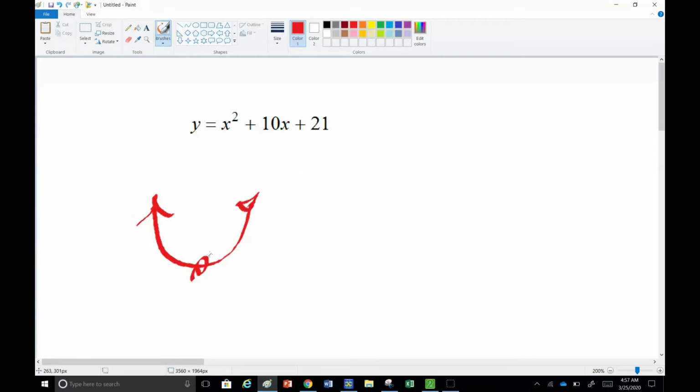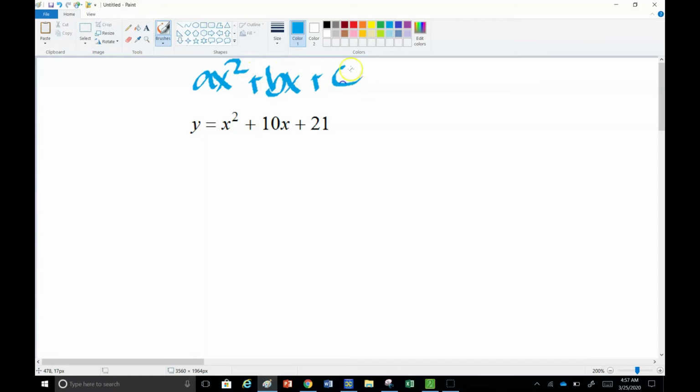It's going to have a highest or lowest point. Now we're going to find the vertex of this parabola using standard form. And if it's in standard form, remember it's that ax squared plus bx plus c. We've got these three terms here. And what I'm going to do is use a specific formula to start finding this vertex. And that formula is negative b over 2a.